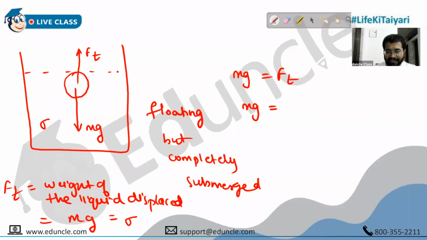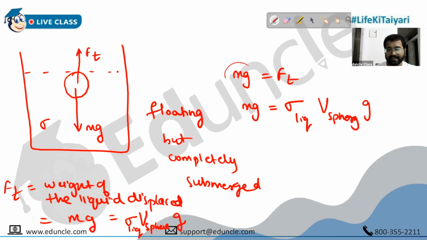So mass is density of liquid into volume of sphere. I hope you remember this now. Mass is density of liquid into volume of sphere into gravity. Any questions in this? Do you recall this, people? Please ask me if you have any questions. Okay, so this is sigma liquid into volume of sphere into gravity.